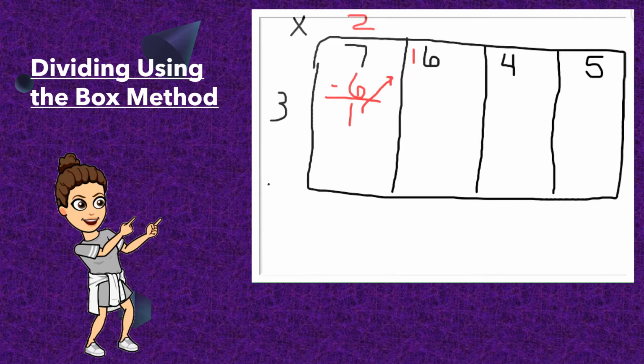And that becomes 16. So we ask ourselves, how many 3's will divide into 16? That will be 5. So 5 times 3 is 15. And the difference between 16 and 15 is 1. So the 1 that we have left over, we bring it up here, next to the 4.